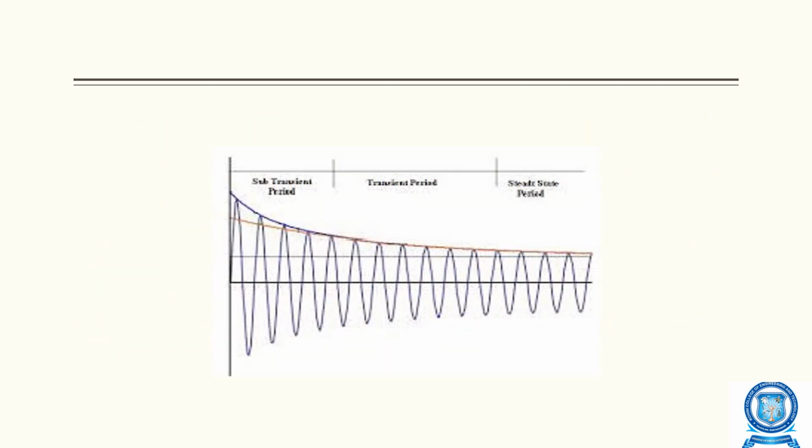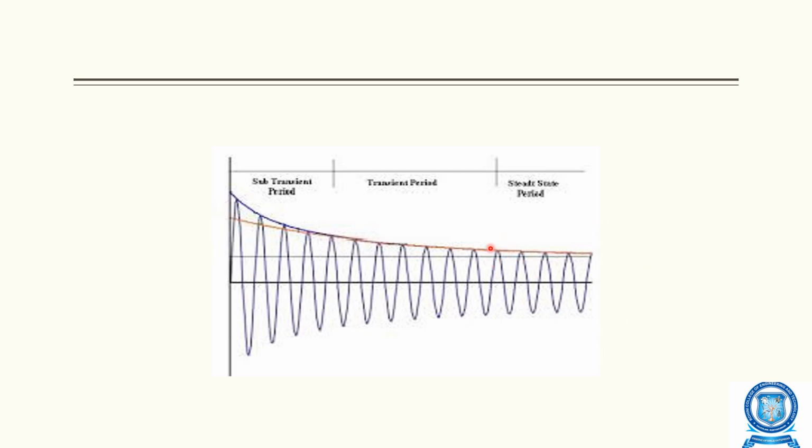So here the diagram shows the symmetrical short circuit current wave shape. In this wave shape you can see three regions. This is the sub-transient period, the next one is the transient period, and the third one is the steady state period. In steady state period you can see it is going to be constant.